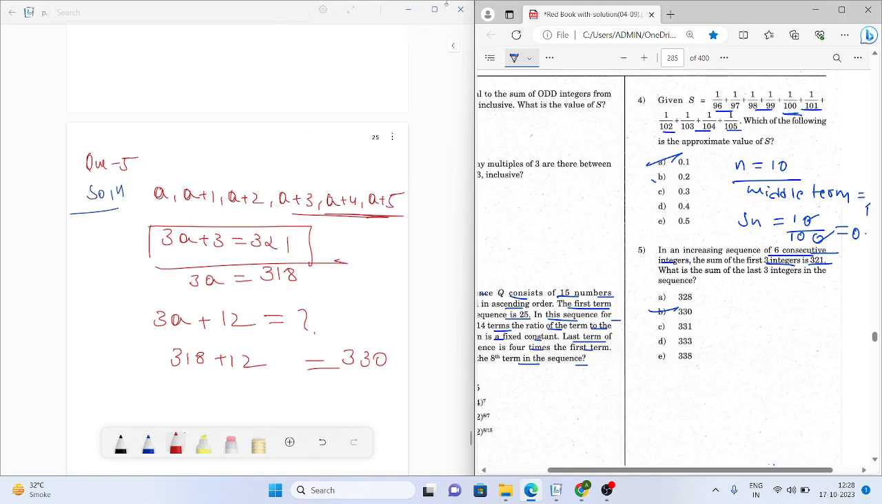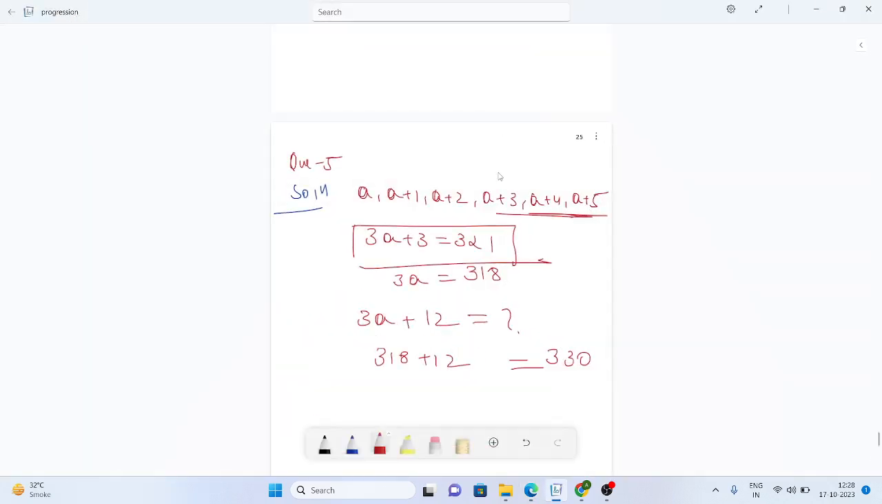If yes, please note it down. Okay, so homework for the next class: you have to solve the QB of progression, and in the next class we are going to start maybe with Venn diagram or equation.